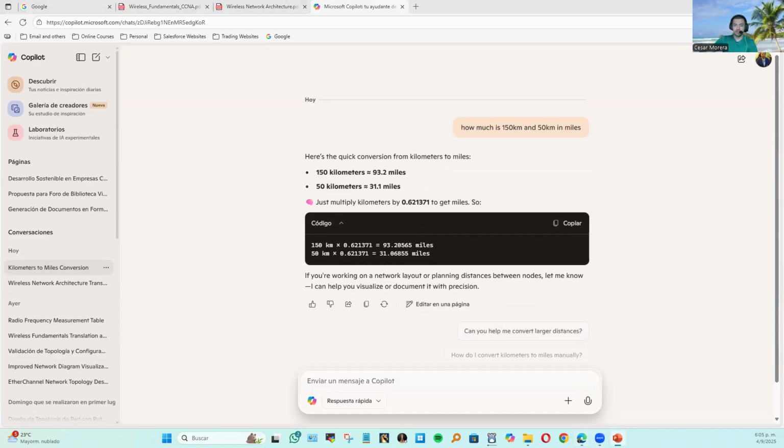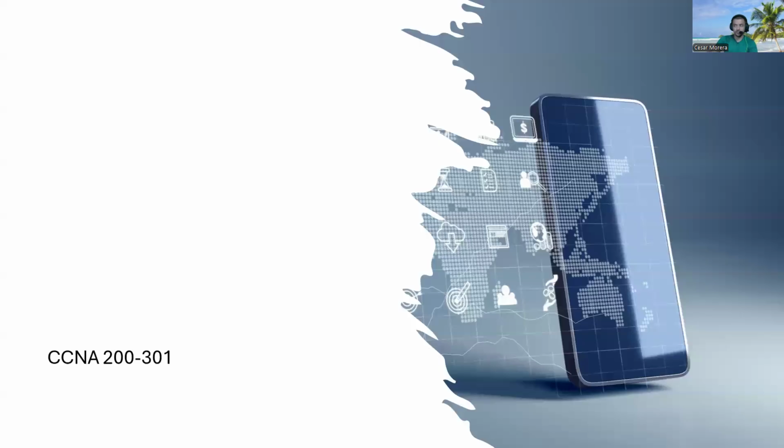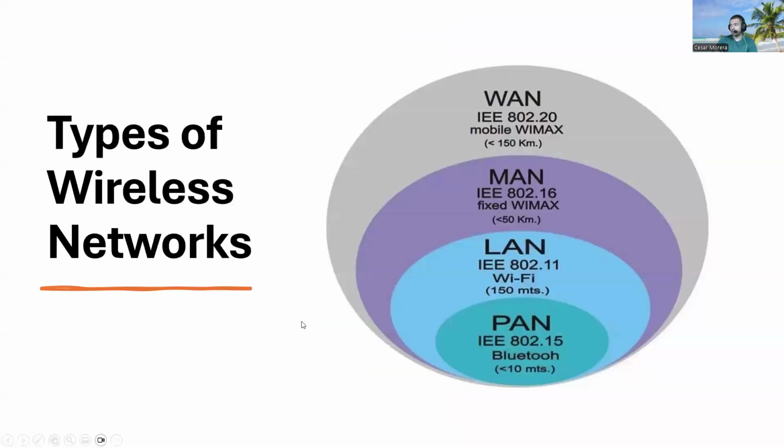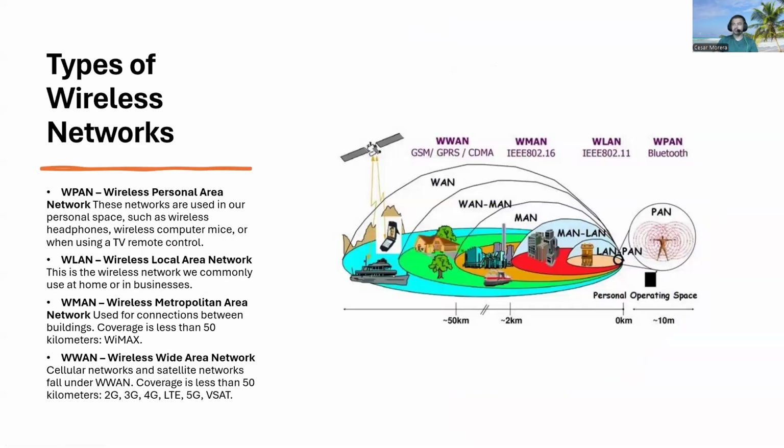So let's continue with the presentation. Give me just a couple of seconds here to return to it. And we are talking about wireless networks today. So what else do we have here? We have another example where you can actually see the different connections: WWAN, WMAN, WLAN, and WPAN. We have gone over some of these. GSM, GPRS, and CDMA. These are mainly for telephones, for cell phones.